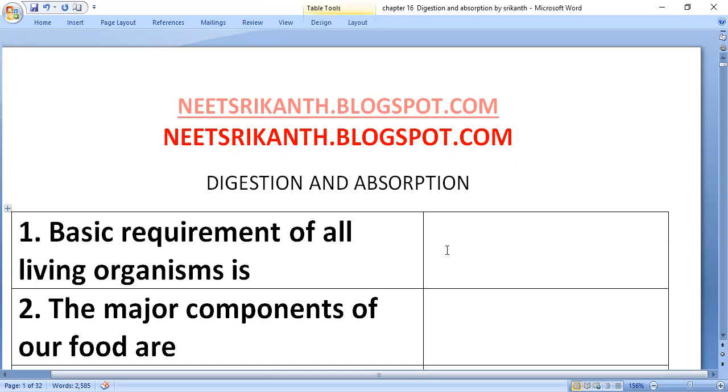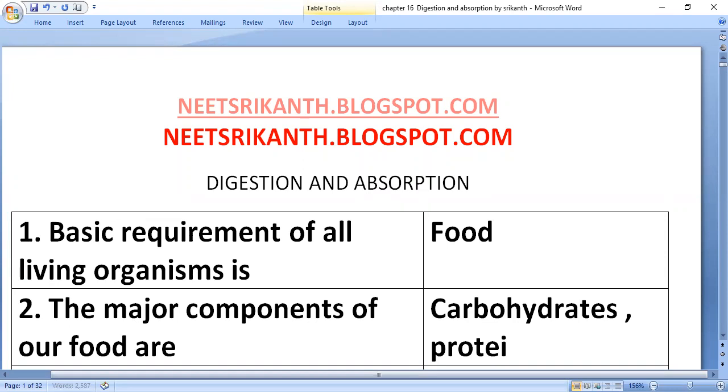The basic requirement for all living organisms is food. Major components of our food are carbohydrates, proteins, and fats.